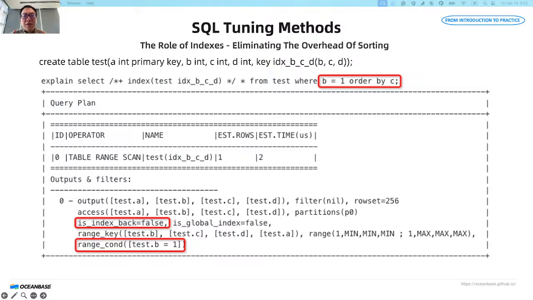The first function of the index is to quickly locate data, as just mentioned. Because the index itself is ordered, the second function of the index is to use this ordered feature to eliminate the overhead of sorting. Here are a few simple examples. First, create a table named test. Create a primary key on column A, and create indexes on columns B, C, and D.